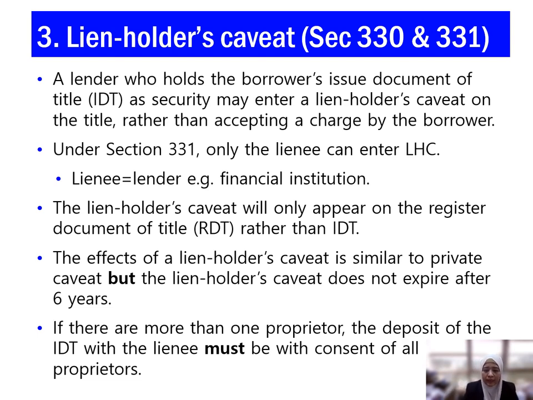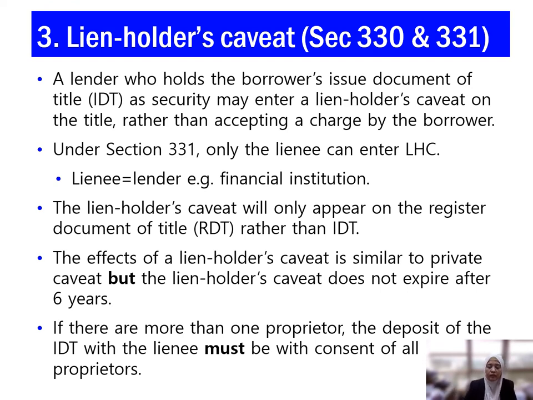So a lender who holds the borrower's IDT as security may enter a lien holder's caveat on the title rather than accepting a charge by the borrower. So in this case, can use lien holder's caveat rather than using a charge. And under section 331, only the lienee can enter lien holder's caveat. Okay, lienee is the lender, for instance, financial institution. And the lien holder's caveat will only appear on the register document of title rather than the IDT.